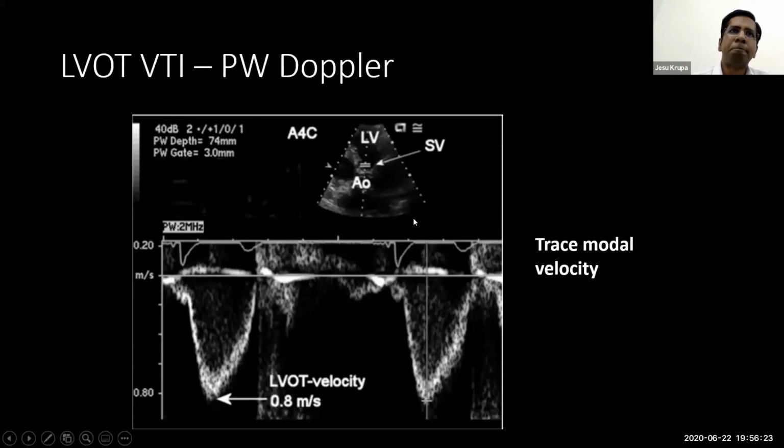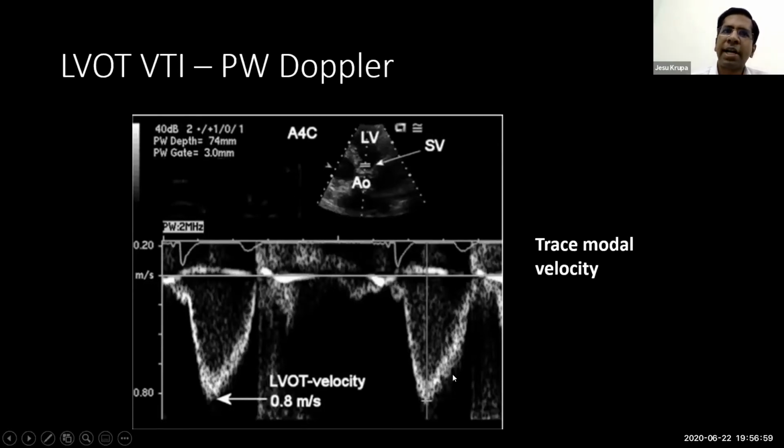This is how we measure the pulse wave Doppler of the LVOT VTI. So we keep it close to the aortic valve, ensuring a nice crisp trace like this, and we trace the modal velocity. We already said what the modal velocity is. It is just a statistical term for the most frequent velocity of the RBCs, or rather, the velocity at which most of the RBCs are oscillating or vibrating. So that is what is captured here.